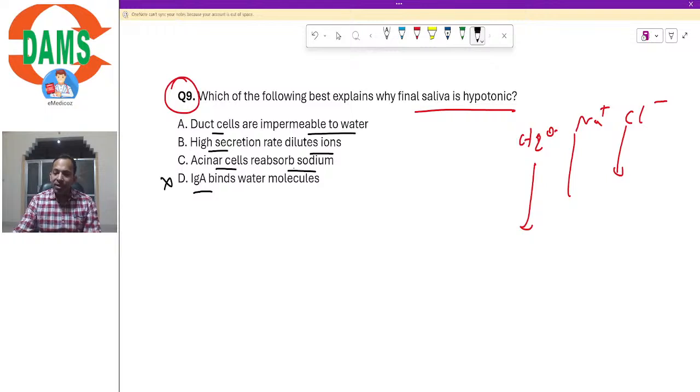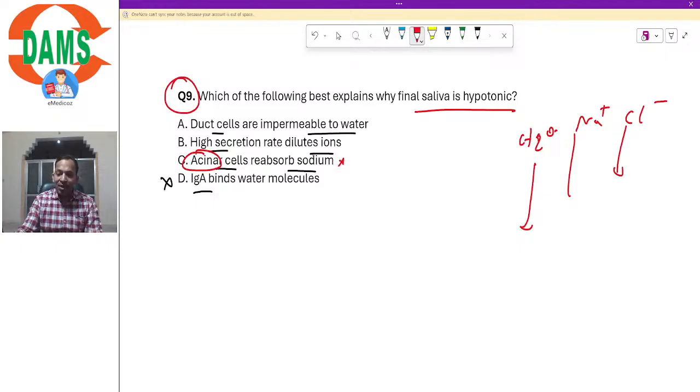Option C, acinar cells reabsorb sodium. So acinar cells do not reabsorb sodium. The ductal cells reabsorb sodium, and that will be striated duct cells, right? So you can again rule out option C, isn't it? तो option C भी rule out कर दिया हमने, है ना? क्योंकि acinar cells reabsorb नहीं कर रहे, ductal cells reabsorb कर रहे हैं, and that too striated duct cells.